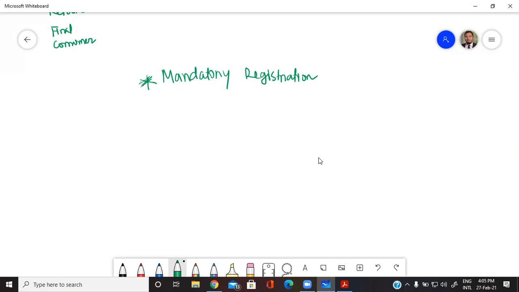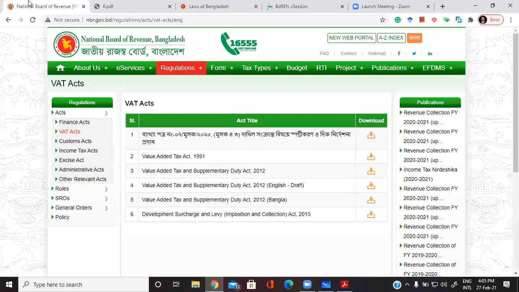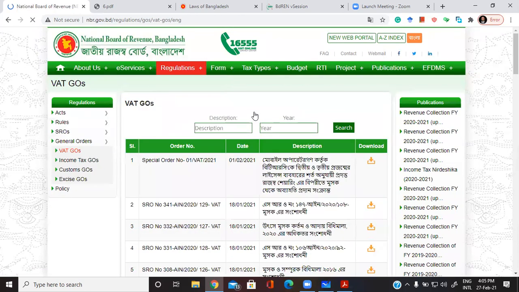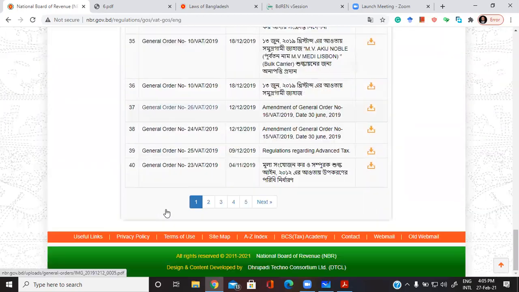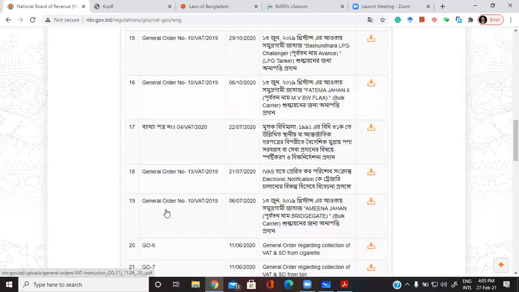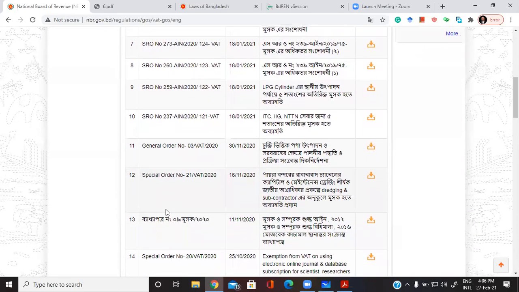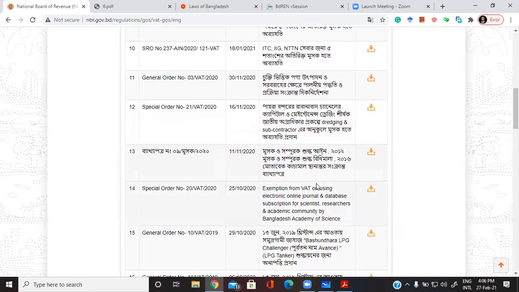I'm not giving you such an example, I'm just giving you the idea. In addition to that, there has been a general order that will be available here. If you want to see here, you see the GO? Yes, sir. If you go to the VAT GO, VAT General Order, you will see several general orders which have been issued earlier, and you will see one general order where it has been mentioned that if these conditions are applicable for you, you are supposed to take the mandatory registration.